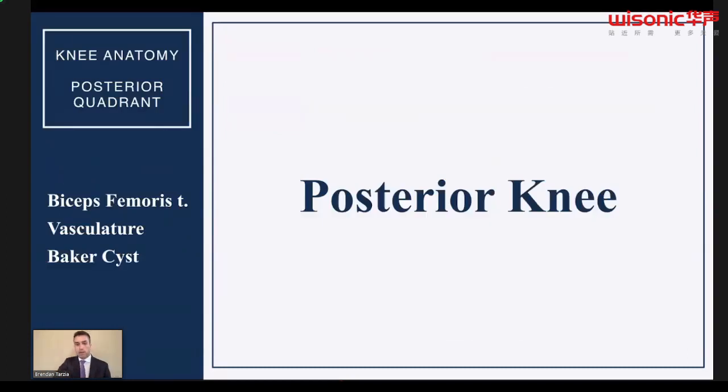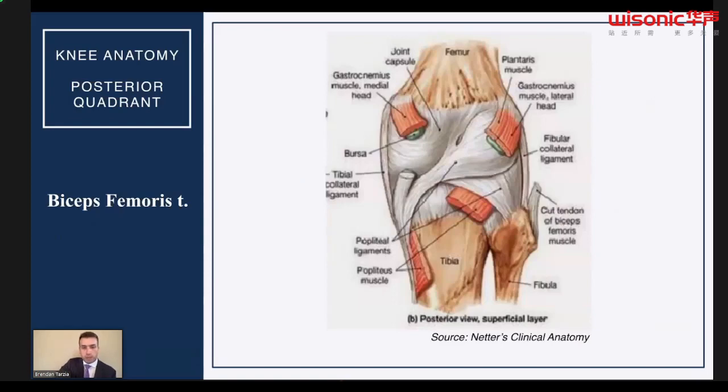Finally, moving on to the posterior knee, this is the last quadrant that we go through. Here's an image again from Netter's that we can take a look at. There are tons of different structures you can look for, but this one, the biceps femoris tendon, can be seen in the posterior view. You can also see it in the lateral view.